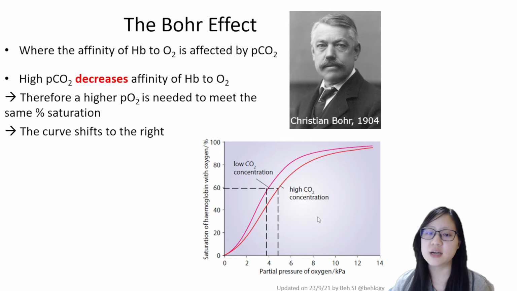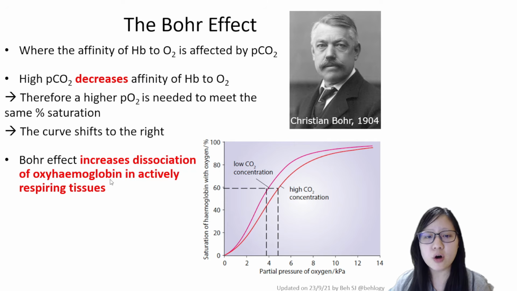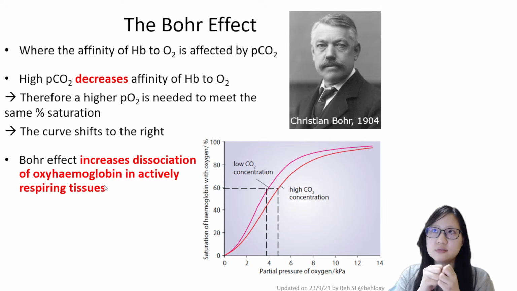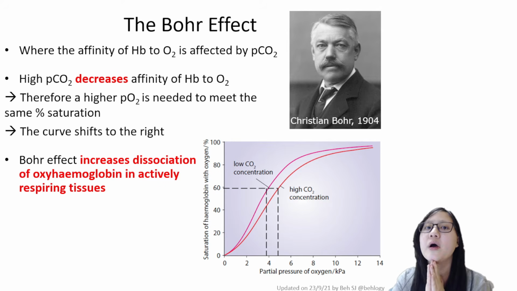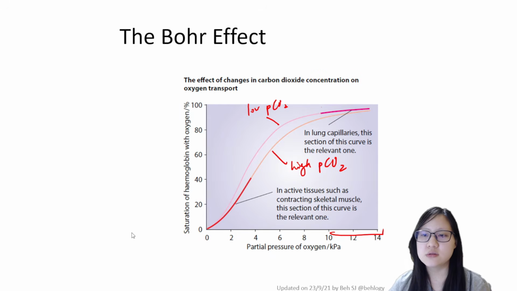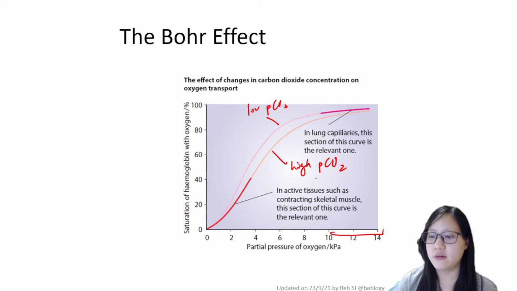These two curves side by side show that high partial pressure of CO2 decreases the affinity of hemoglobin to oxygen. What do we mean by decreased affinity? The Bohr effect basically increases dissociation of oxyhemoglobin in actively respiring tissues, meaning at high CO2 concentration, oxygen will be released from hemoglobin more readily, especially in actively respiring tissues. You might say, okay, prove it to me. Well, let me prove it to you.